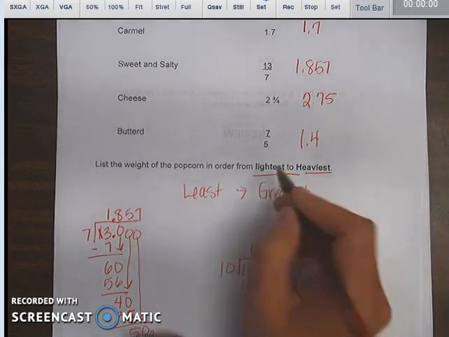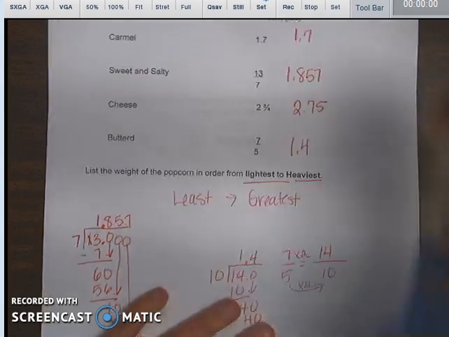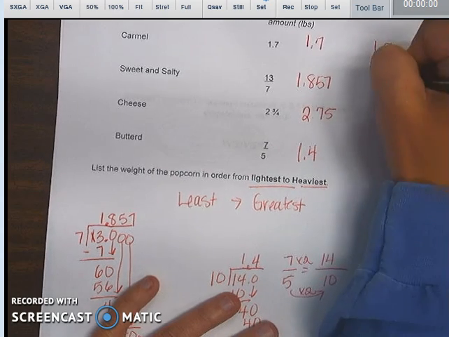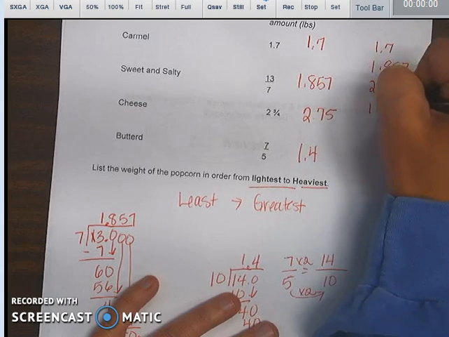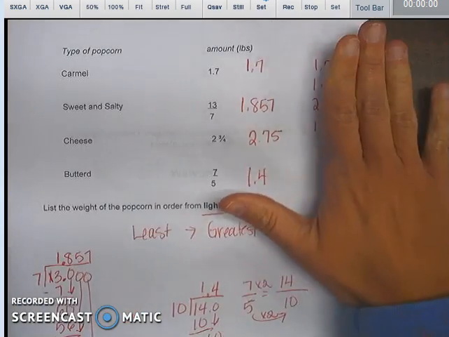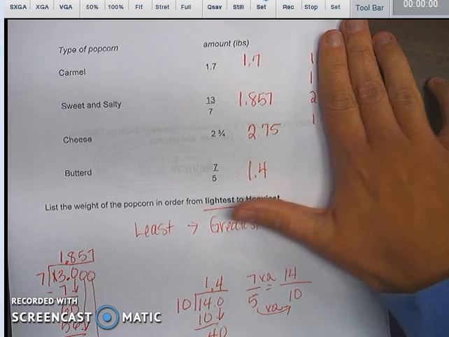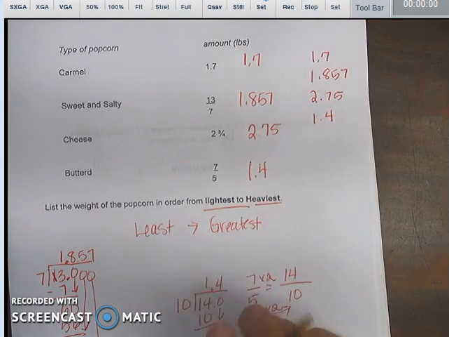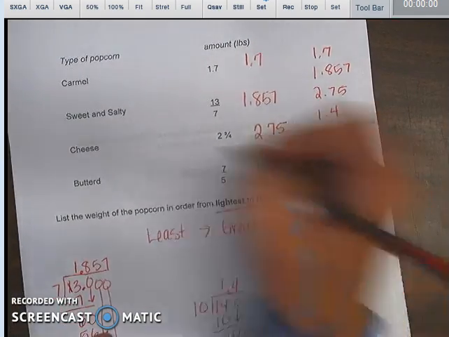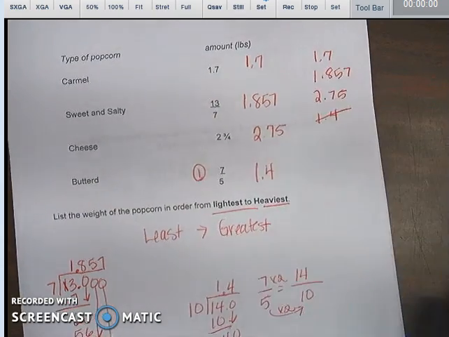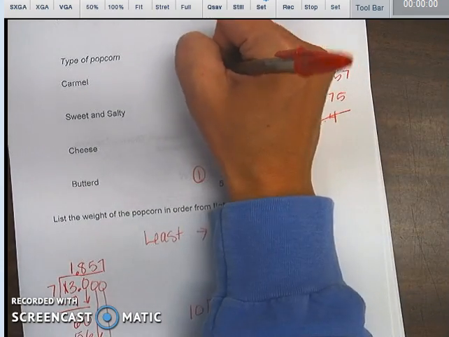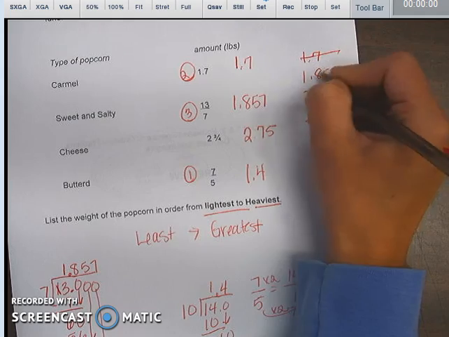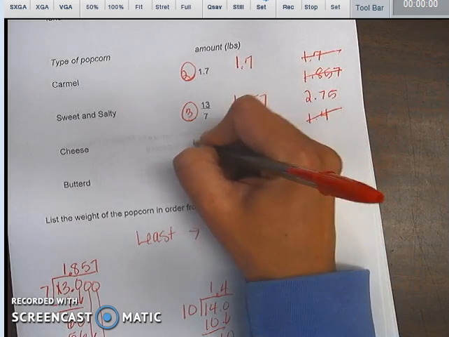Okay, now it says put them in order from lightest to heaviest. So I'm going to come over here and I'm going to put them right next to each other. Okay, look at your whole number. I have 3 that start with 1, so that's getting me nowhere. So I'm going to have to go to the next place value. What's my smallest number? Buttered, which was what? 7/5. Remember, you have to go back to the original. Okay, then I have caramel. And then sweet and salty. And then cheese is 4th.